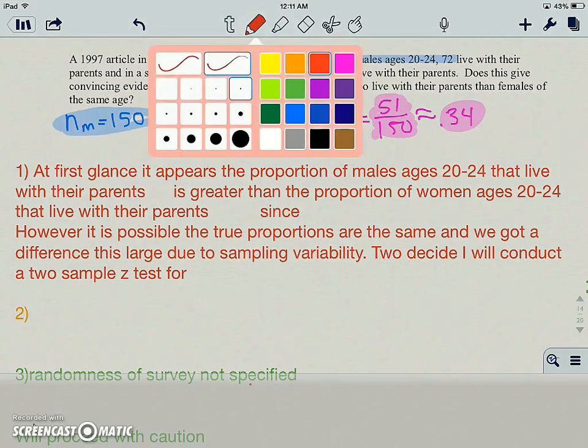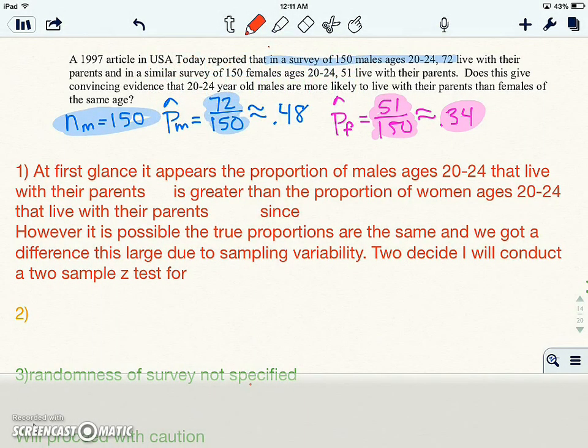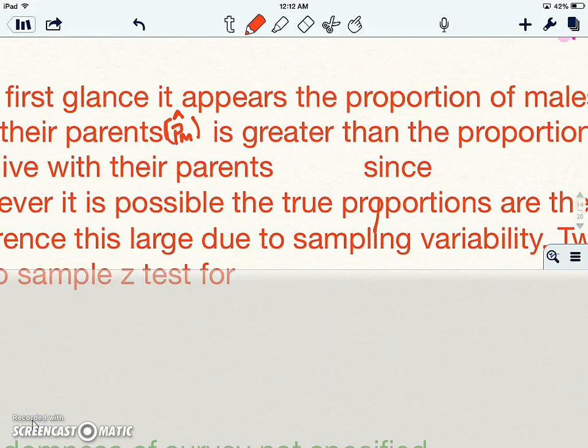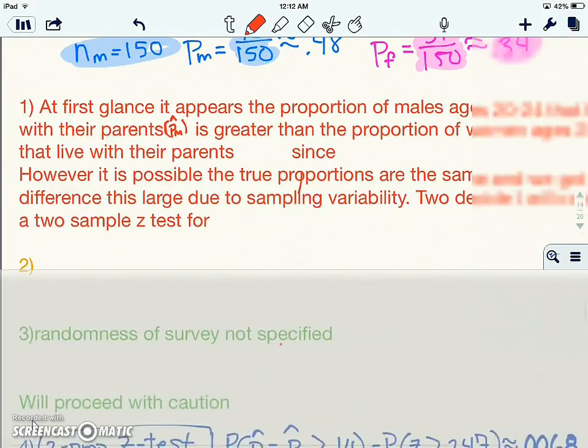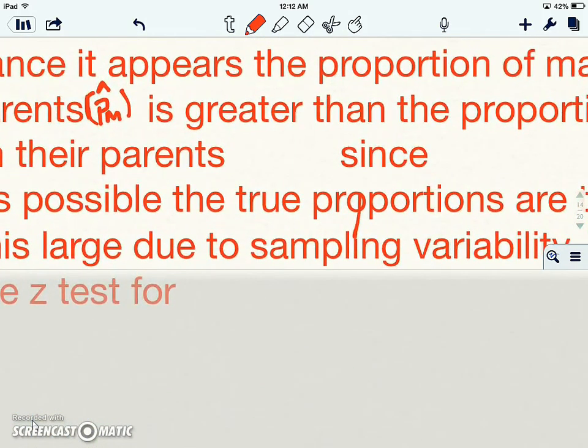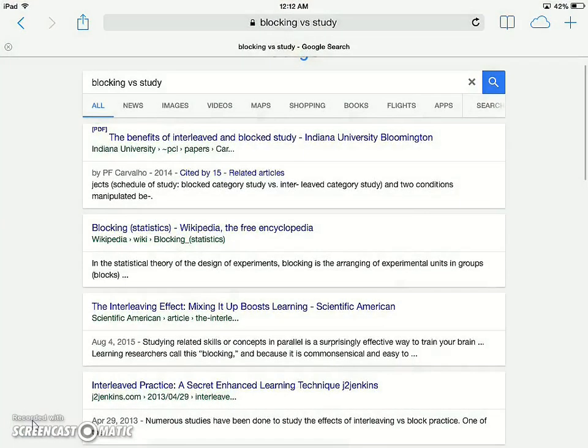What we have here is, at first glance, it appears that the proportion of males aged 20 to 24 that live with their parents, and I'm going to define that variable as p-hat of m, is greater than the proportion of women aged 20 to 24 that live with their parents. And again, I'm going to define that as p-hat of f, in this case.